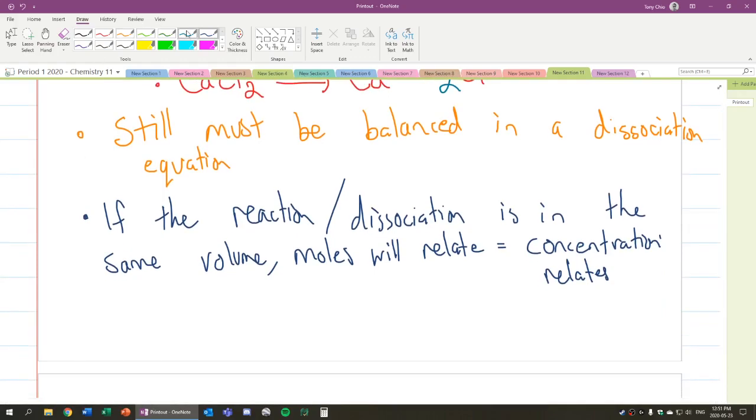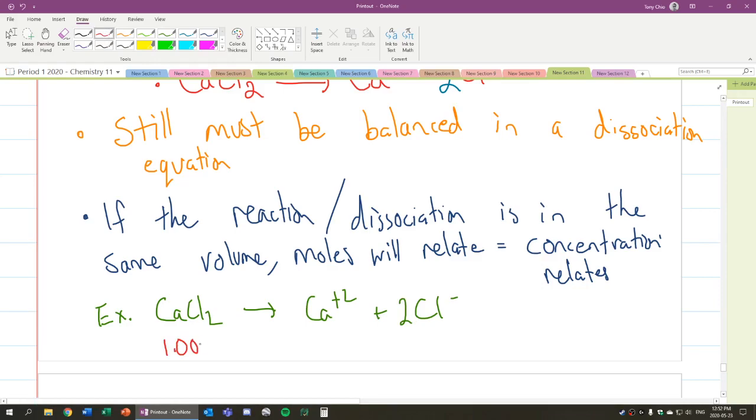An example of that would be the calcium chloride example. If you have 1 molarity of calcium chloride, then you have 1 molarity of calcium ions, but 2 molarities of chloride ions, because there's twice as many moles of chloride present. So let's practice that with our calculations.